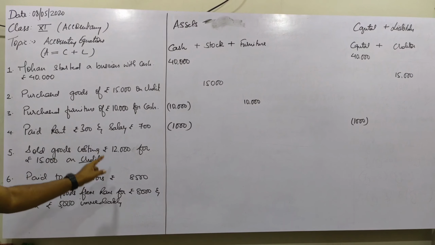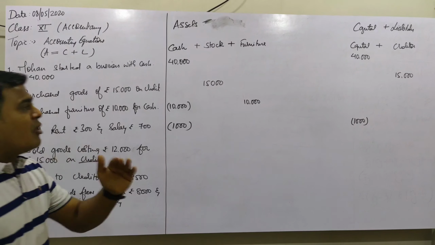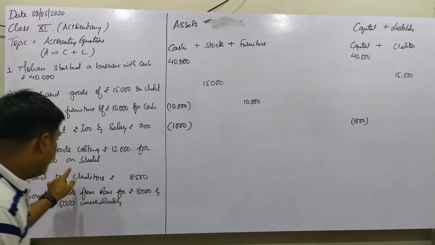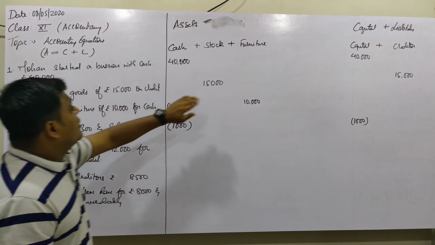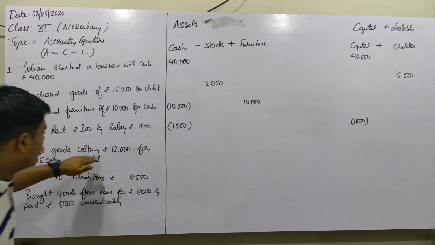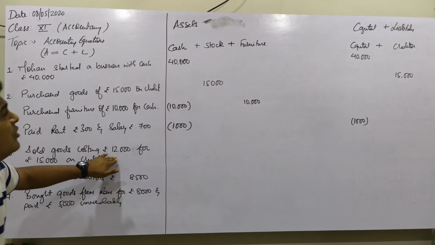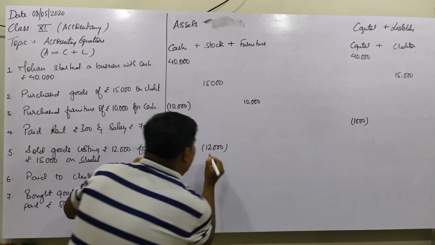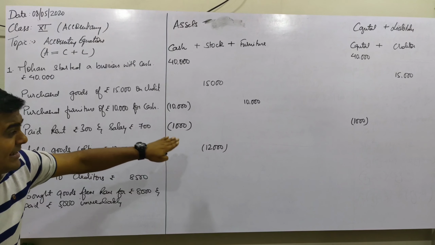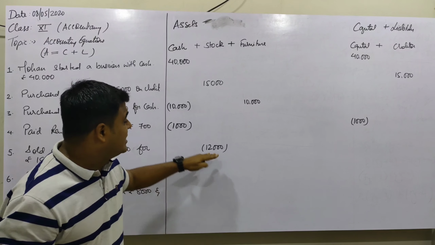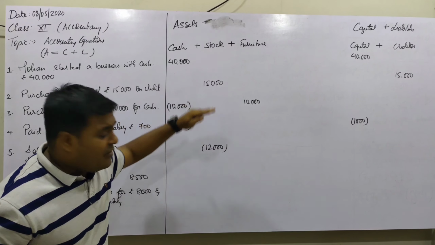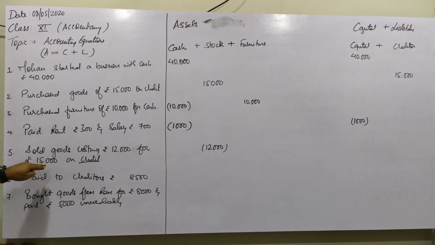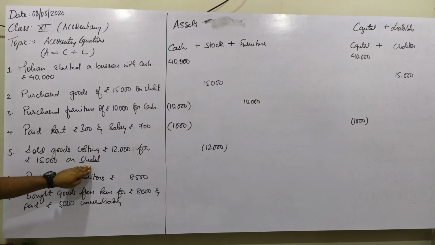Sold goods costing rupees 12,000. So remember, from our business, goods go out, but of 12,000, not of 15,000. We have the stock of 15,000, but the goods going out are of the cost of only 12,000 rupees. So I will reduce the stock. Our assets will be reduced. Our goods are going out of the business. So 12,000 is reduced from 15,000. 15,000 minus 12,000.